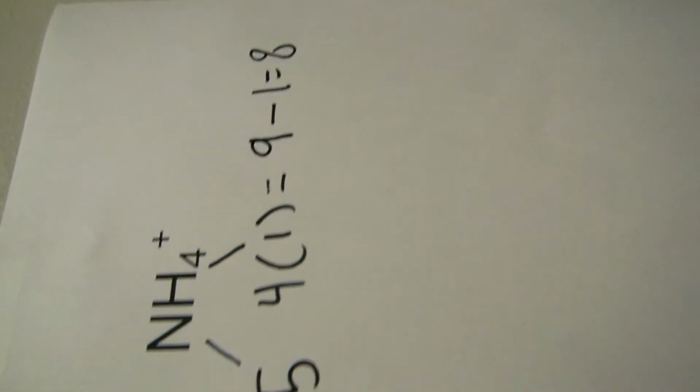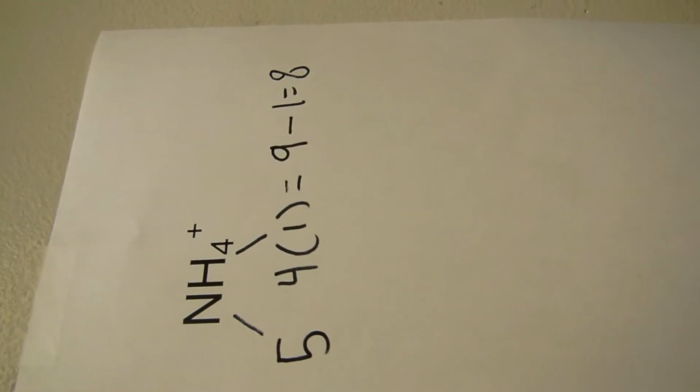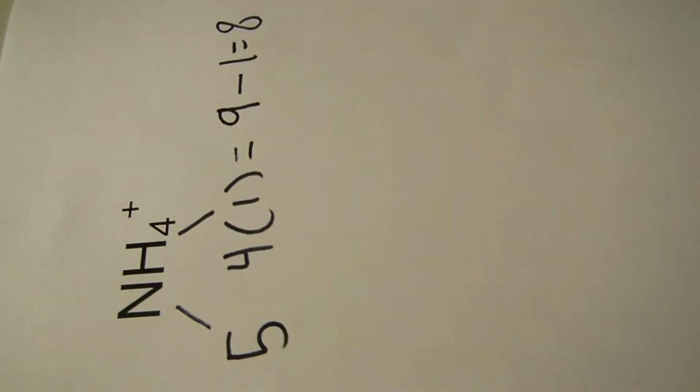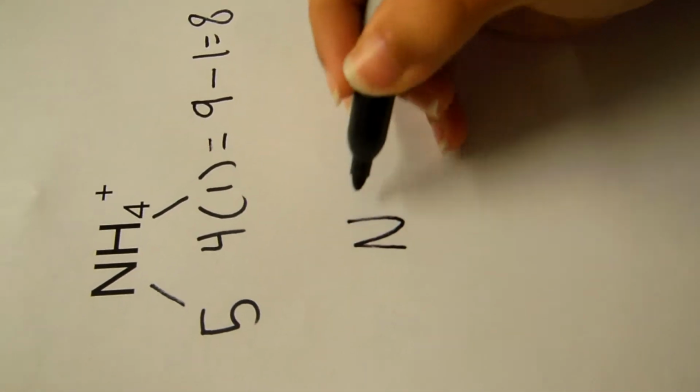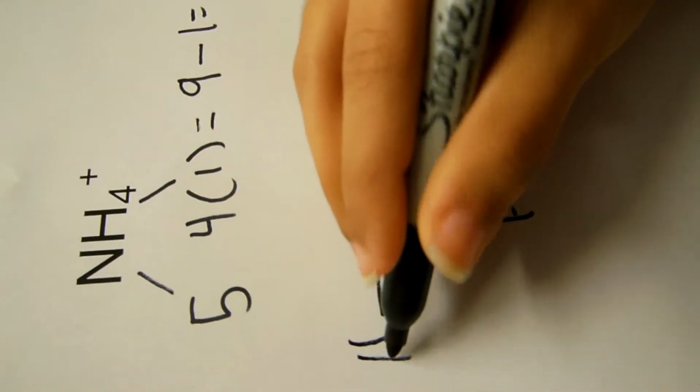And this situation would be the same for any other charged molecule. If you had carbonate, you would be adding 2 electrons to account for the -2 charge. So the Lewis structure for NH4+ would be as follows.